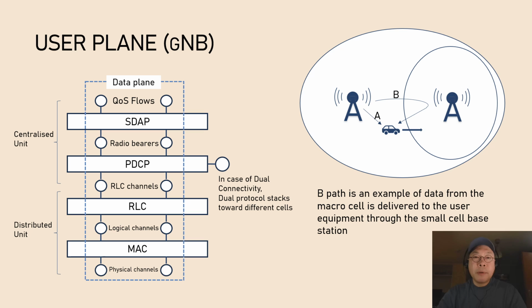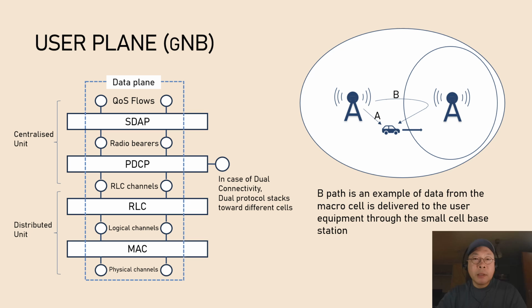Sometimes the user plane is also referred to as the data plane since it carries user traffic between the UE and the network. In the gNodeB architecture, the user plane is organized as shown in the diagram. The SDAP and PDCP layers are located in the central unit, while the RLC and MAC layers reside in the distributed unit. Each protocol layer interfaces with both its upper and lower layers.